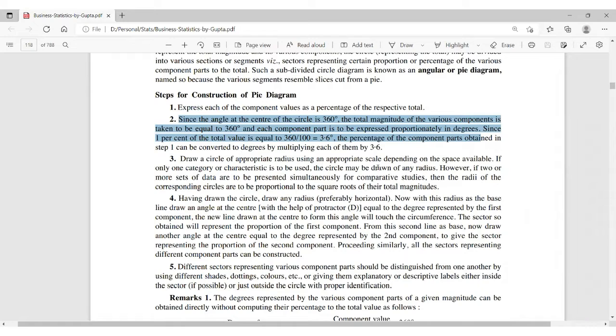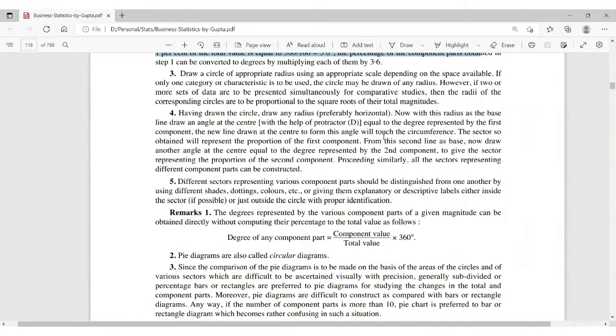Draw a circle of appropriate radius using an appropriate scale depending on the space available. If only one category of data is to be used, the circle may be drawn of any radius. However, if two or more sets of data are to be represented simultaneously for a comparative study, then the radii of the corresponding circles are to be proportional to the square root of their original magnitudes. Having drawn the circle, draw any radius, preferably horizontal.